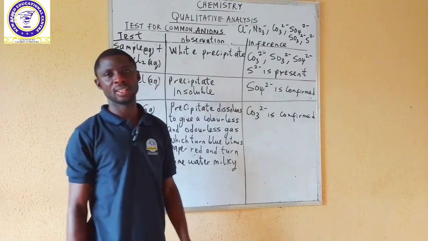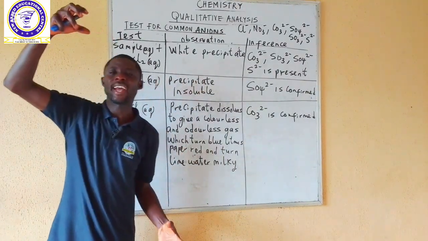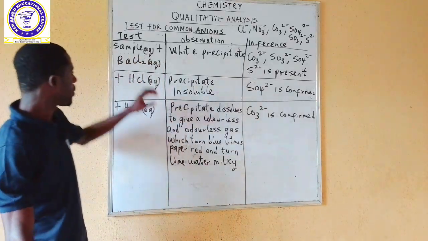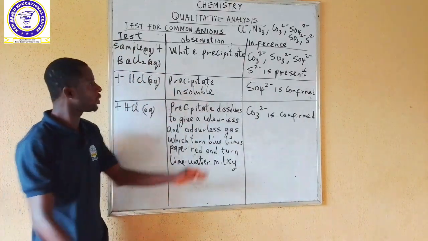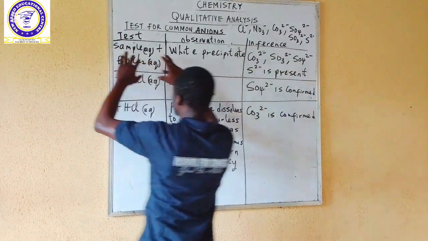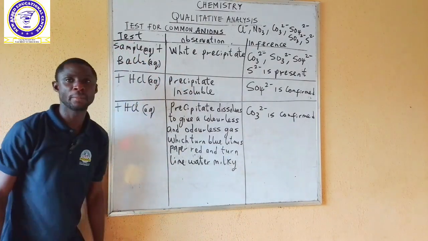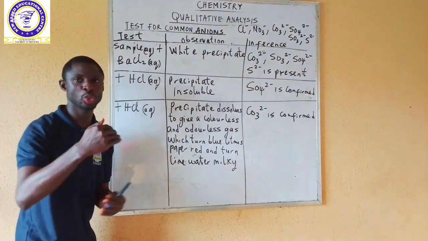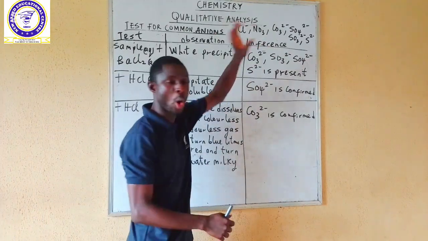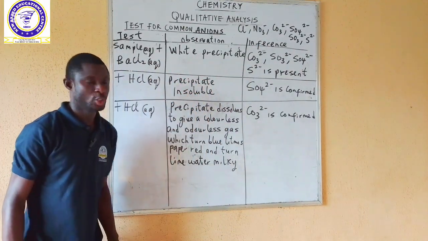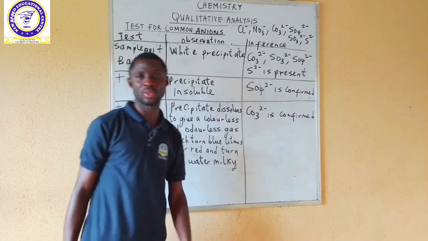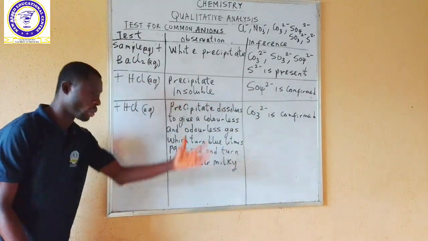That is how to single out SO4 2- from this inference you have gotten when you added barium chloride, because all these four anions will behave the same way when you add barium chloride to it. But when you begin to add HCl, that is what we use to differentiate between these four anions. So when you add HCl and the white precipitate remains insoluble, it is SO4 2- that is present there. So SO4 2- is confirmed.